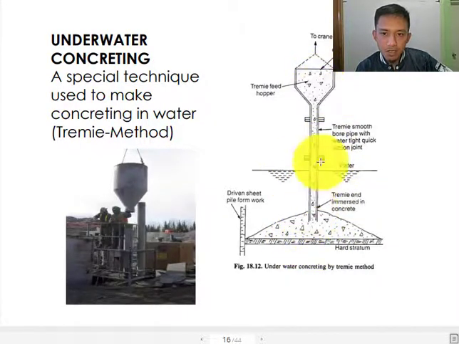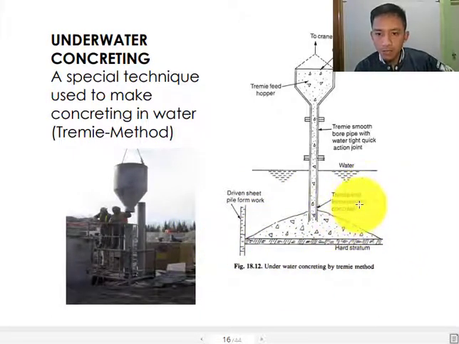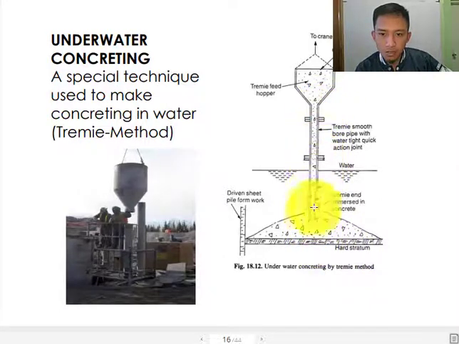So this is a technique of the tremie method. These are the parts. First, the driven sheet pile form. Of course, you're going to drive the form that will encase your fresh concrete so that it will not spread. And the tremie end is immersed in concrete. That should be almost close to your hard stratum so that water will not go inside, and it will adjust as the concrete goes down.